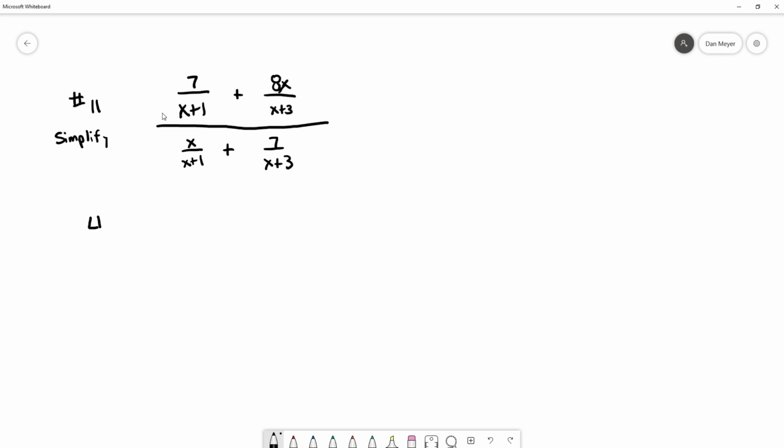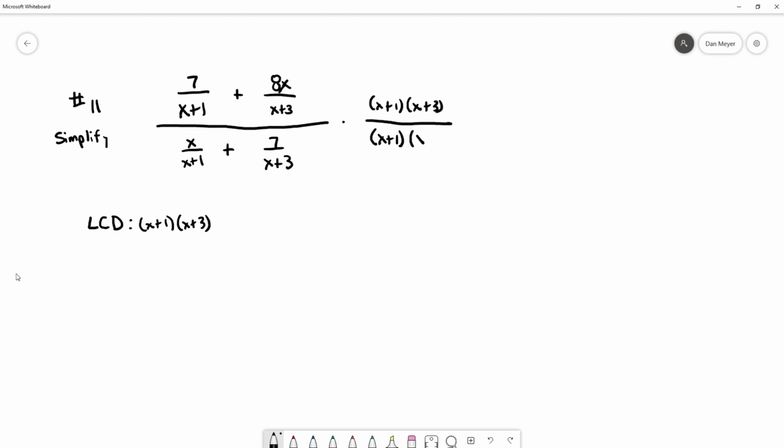Okay? So we're going to use the same strategy. In this case, of all the denominators, we have x plus 1 and an x plus 3 and another x plus 1, another x plus 3. The least common denominator of all the denominators is x plus 1 times x plus 3. So we're going to multiply by x plus 1 times x plus 3 on top and bottom.